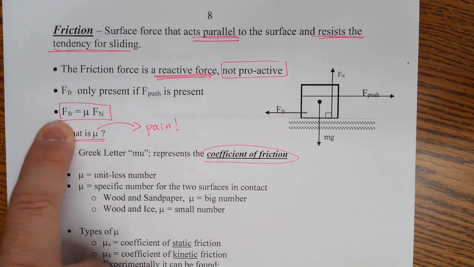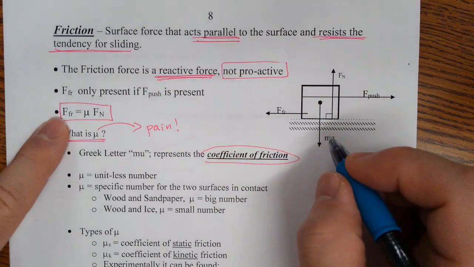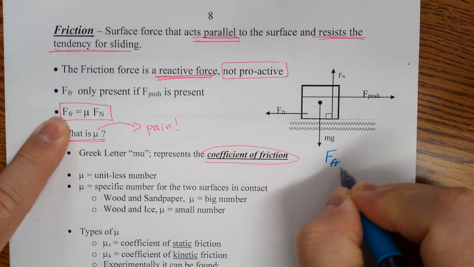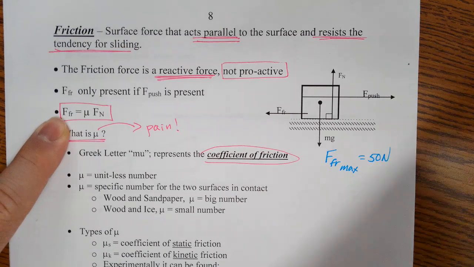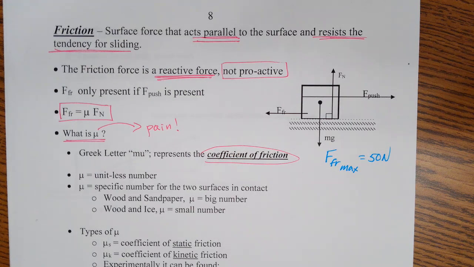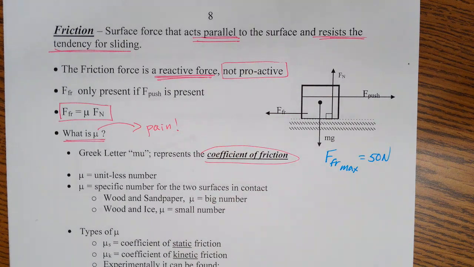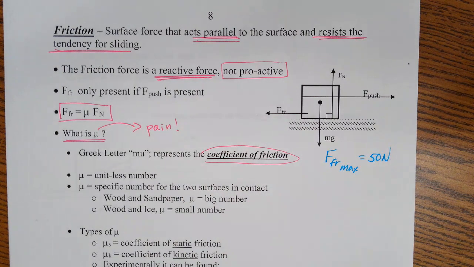Let's say we could calculate friction to be mu times F normal. And let's say the maximum value of friction that's calculated, right? So F friction max, let's say, is calculated to be 50 newtons, okay? Well, it could be calculated to your maximum amount of friction, but it doesn't mean it's 50 newtons right now and no other pushes are present.